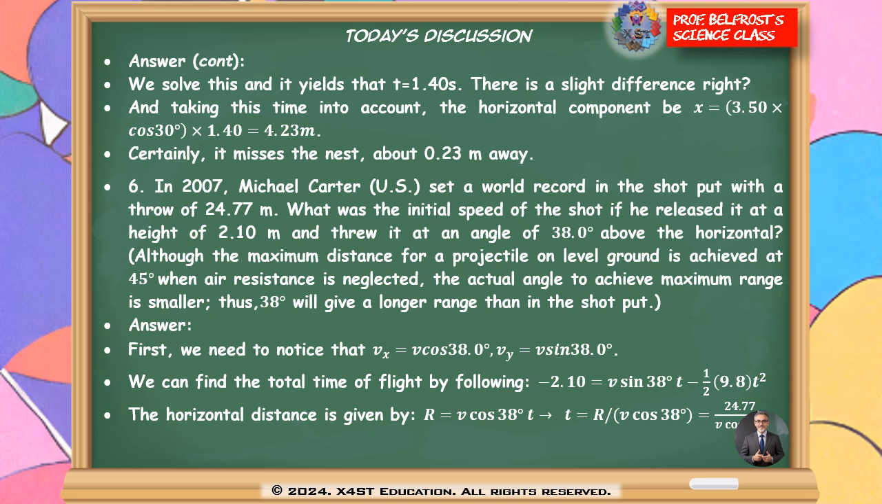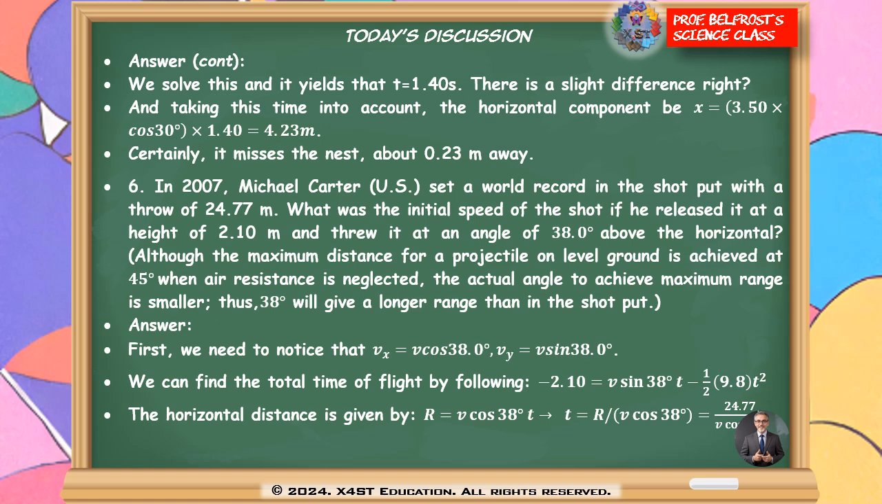So the horizontal component after calculation is about 4.23 meters. Because it actually needs 4 meters to reach its nest, it actually missed the nest by about 0.23 meter. Next problem, you can read the passage.